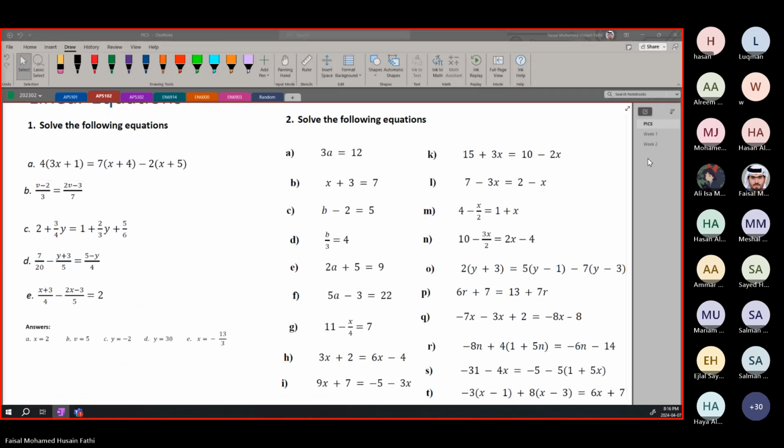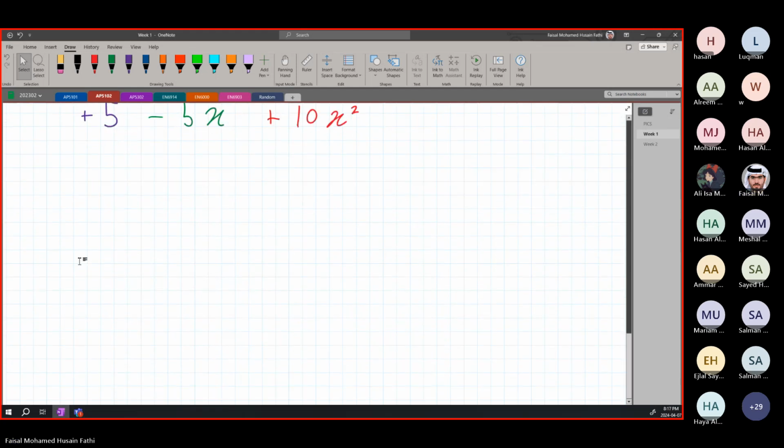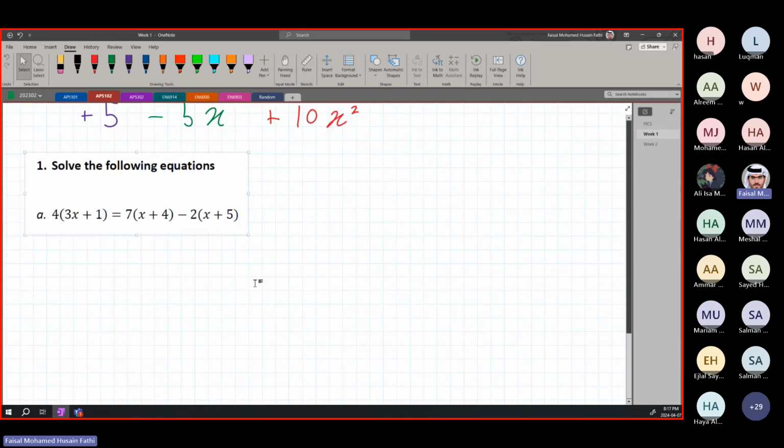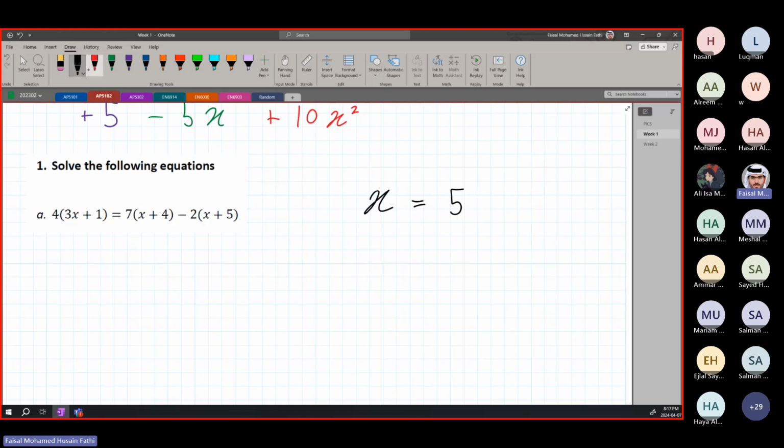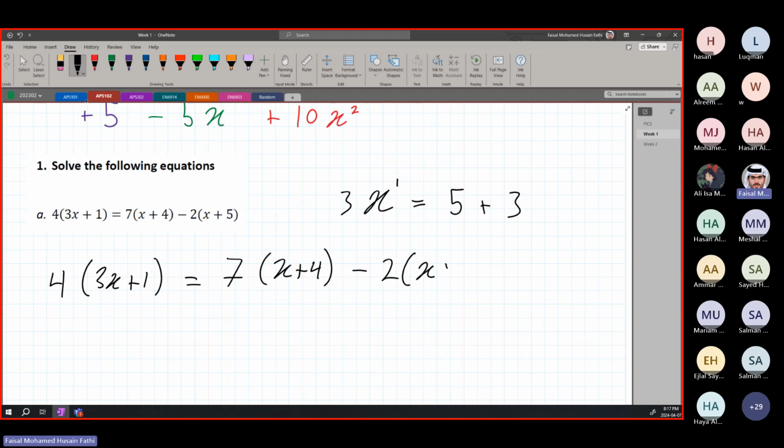Okay. So for linear equations, what does a linear equation mean? When they tell you linear equation, it means it only has x to the power of 1. For example, an equation like 5 plus 3. This is a linear equation because your x value, or let's say 3x, only has a power of 1. This is what a linear equation is. So if we want to solve this, again, it's the same idea. So 4 times (3x plus 1) is equal to 7 times (x plus 4) minus 2 times (x plus 5).